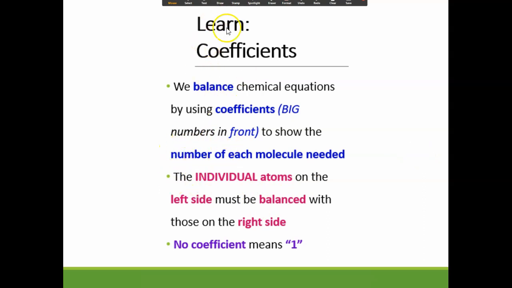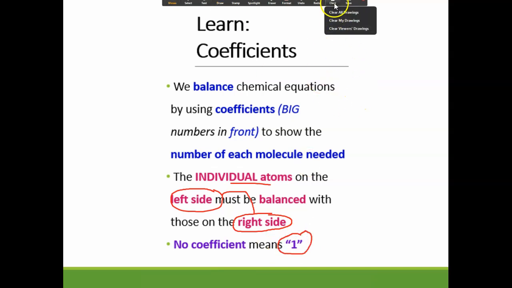So the goal of balancing equations is that the individual amount of atoms on the left side should be equal and balanced with the individual atoms on the right side. And so we need however many molecules of every compound that we have, in order to make sure that the left side equals the right side. And this just goes back to conservation of matter, where you can't delete or add matter to the universe. Whatever you start with is also what you need to end with. Remember that if we don't have a coefficient, a big number in front, that just means 1, just like we talked about, blanks mean 1.